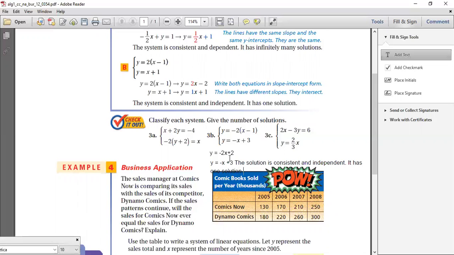So this is how you need to solve. First decide if it is consistent. Consistent means the lines will be different, I mean the slopes will be different. Okay, they're talking about two different lines. So if it is consistent, then check if it is independent or dependent. Independent means two different lines. Dependent means the same line. I hope this part is clear for you. Okay, so it has only one solution.